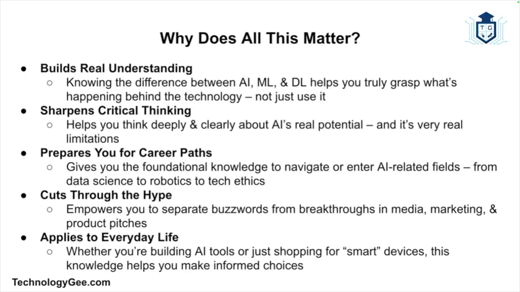So now that we've gone through all of that, why does any of this even matter? Understanding the differences between AI, machine learning, and deep learning isn't just about sounding smart at parties, although this will probably help you sound real cool if you did. This helps you grasp what's happening behind the technology that you use every single day. It helps you think critically about AI's potential and its limits. It helps you navigate careers in AI-related fields, and it helps separate hype from reality in tech news. So whether you're coding the next killer AI application or just trying to make sense of what machine learning powered actually means on a product label, this foundation is everything.